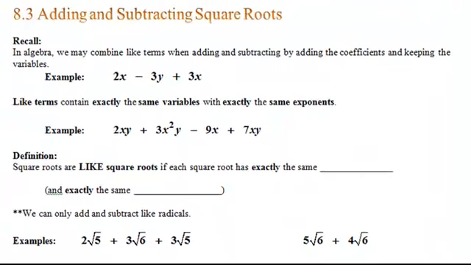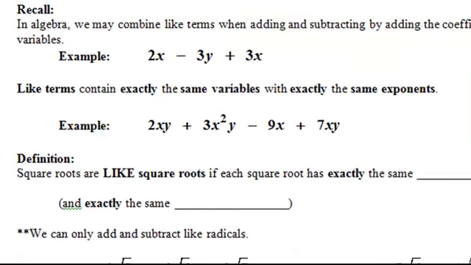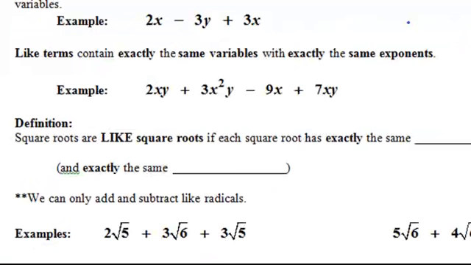Now we're on the new note sheet. Recall, in algebra, we may combine like terms when adding and subtracting by adding the coefficients and keeping the variables, right? They have to be like terms. So looking at that example, we have 2x minus 3y plus 3x. Do we have any like terms there? We can only combine our like terms. We can combine the 2x and the 3x. We cannot combine them with that negative 3y. So we get, how about 5x minus 3y?